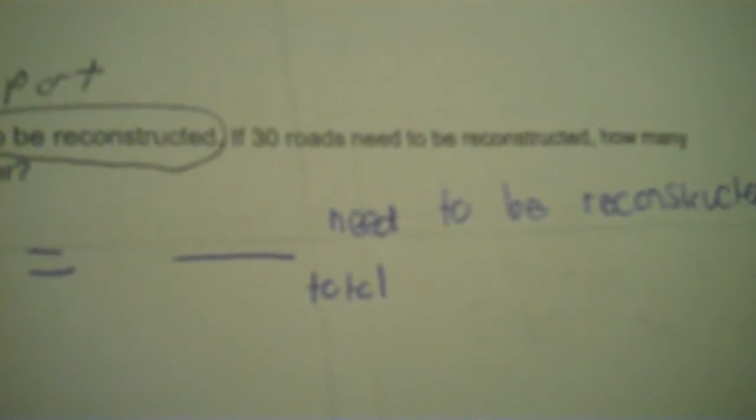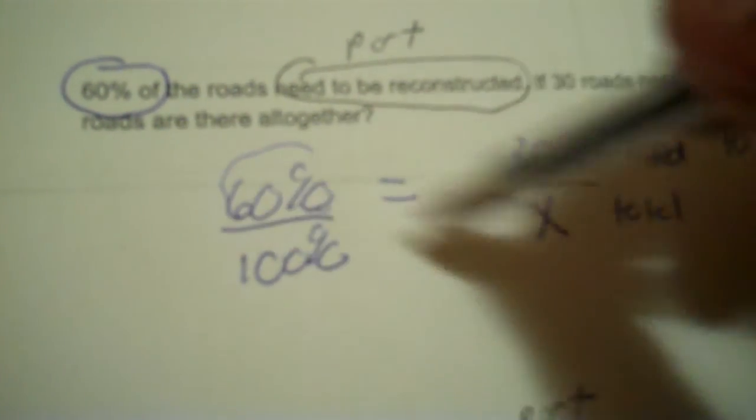Okay, so how many roads need to be reconstructed? Well, there's 30. I know that 30 roads need to be reconstructed, and I'm finding the total. So we know that 60 times x is equal to 100 times 30. So I could figure out 100 times 30, and then I know that's equal to 60 times x, so I divide by 60. I get 50. Okay, so 50 roads.